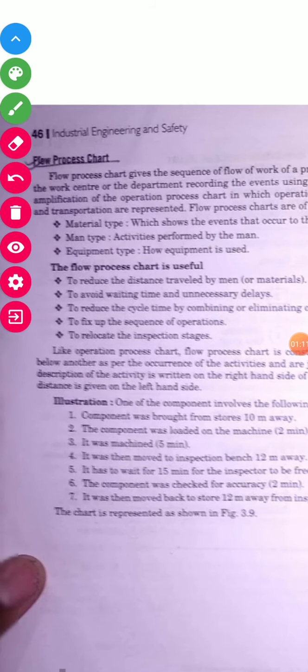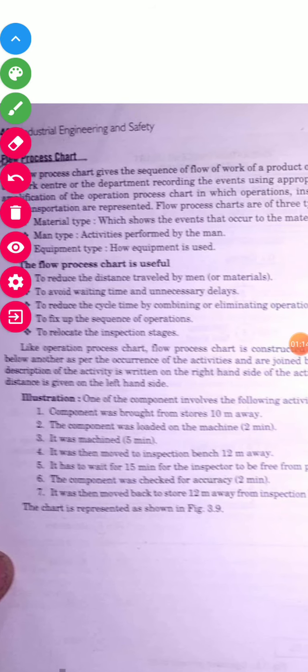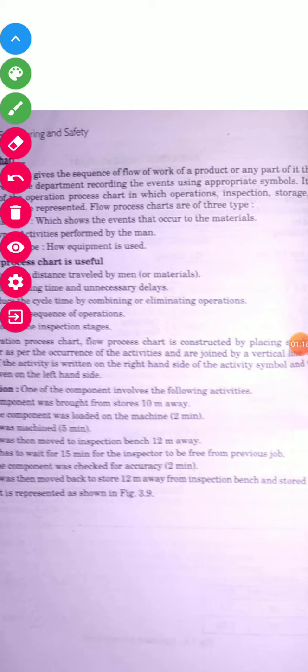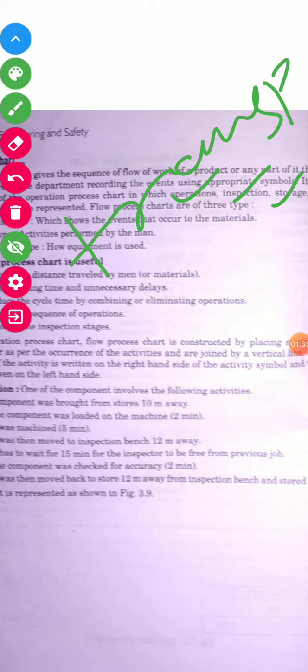But right now in this we will come to know that different types of other symbols will be used. Those are known as operation, inspection, storage, as well as transportation, as well as delay. So all these can be used when we come to the flow process chart.